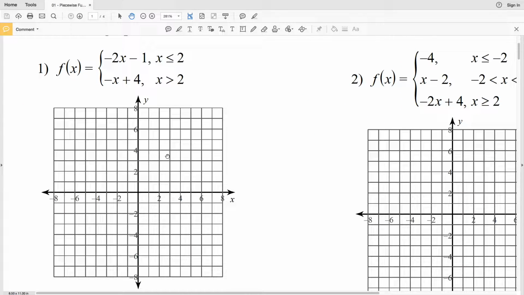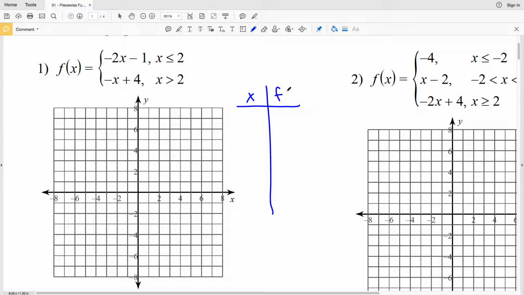At number 1, our function of x, for values where x is less than or equal to 2, we have negative 2x minus 1 as our function. For x values greater than 2, we're going to be using negative x plus 4. So let's go ahead and make a t-table in order to plot some points.